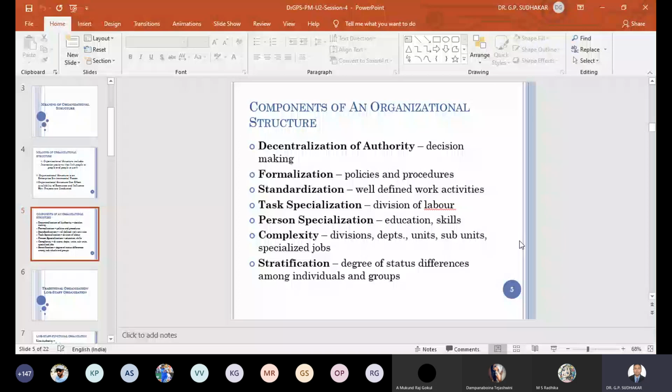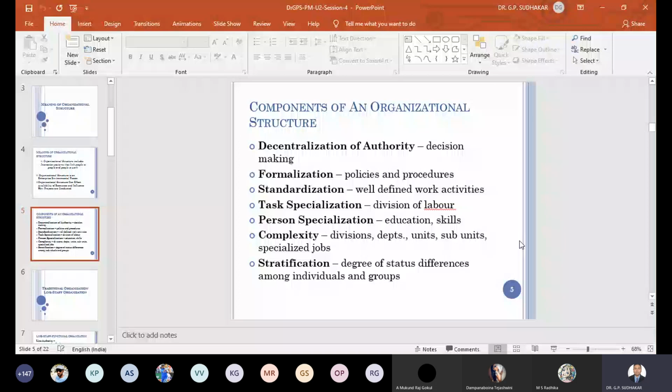There will be standard business processes inside the organization, right? Next, not only business processes, there will also be standard people processes. There is something called PCMM, the People Capability Maturity Model. Organizations go for PCMM because they want to maintain standards with respect to human resource management. That is the reason standardization is one of the components of organization structure, right?